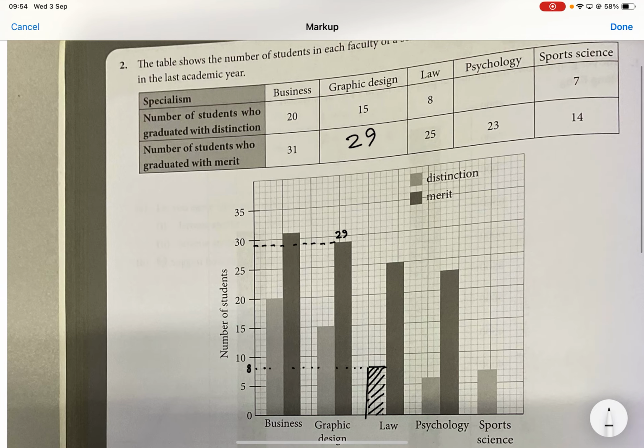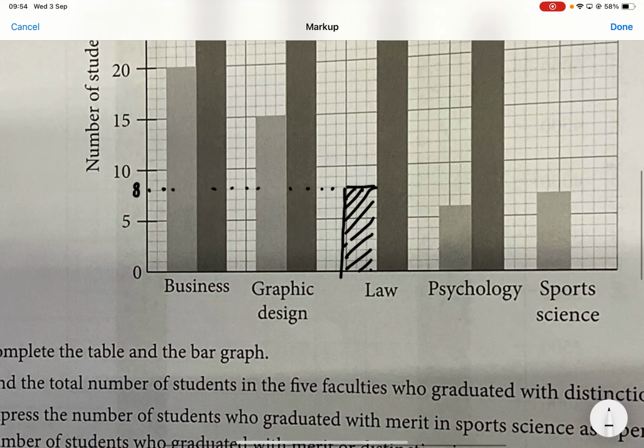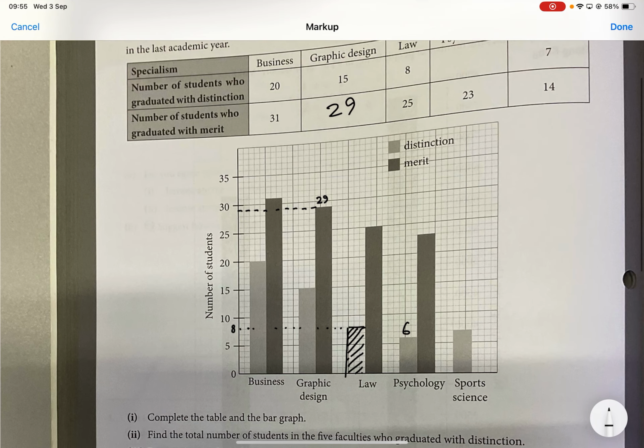Psychology, how many distinction? 6. 6 to 7. Then the last bar, 14. Then I go to 14 lor, and draw the bar lor.